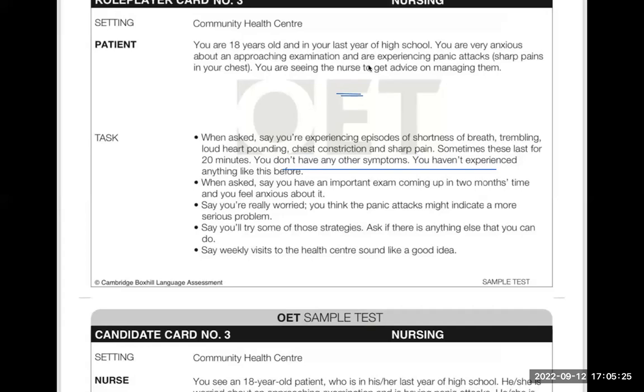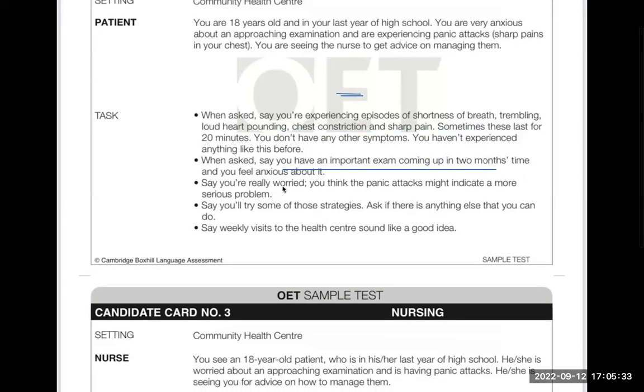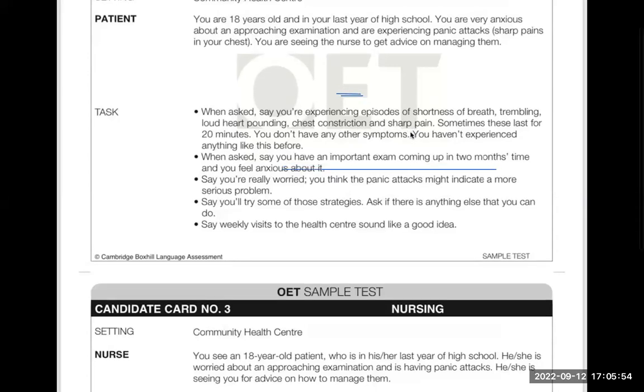When asked, say you have an important exam coming up in 2 months time and you feel anxious about it. तो वो आपसे पूछेगा कि are you anxious about something? Say you are really worried. You think that the panic attacks might indicate a more serious problem. तो being patient जो आपका examiner है वो आपको बोलेगा कि मुझे ऐसा लग रहा है कि ये panic attacks simple panic attacks नहीं है, मेरे को serious problem लग रही है, मेरे को तो ये हार्ट कंडीशन लग रही है, that I am having a heart condition, that's why my chest constricts and I have a sharp pain.